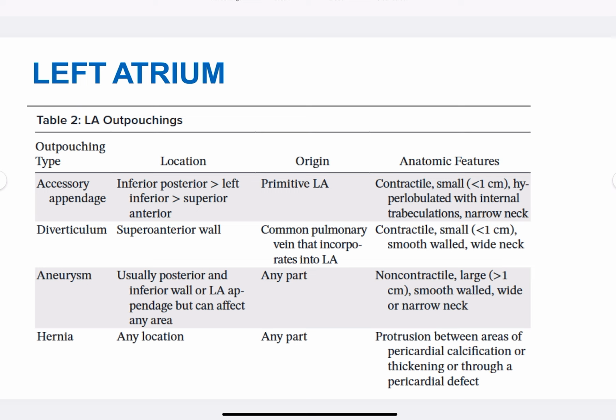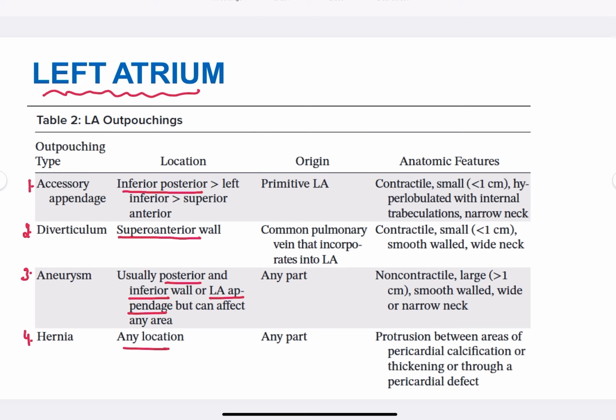Now let us see the outpouching from the left atrium. We have completed the right atrium. The second outpouchings are from the left atrium. We will divide them again into four: accessory appendage, diverticula, aneurysm and the hernia. So let us learn about the common location of these outpouchings. The most common location of accessory appendage is the inferior posterior wall. For the diverticulum, it is the supero-anterior wall. For the aneurysm, it can either be the posterior and inferior wall or the left atrial appendage. Hernia can arise from any location.